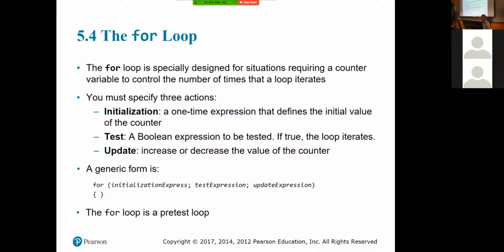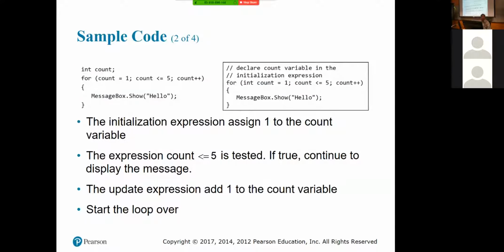Okay, here's a for loop. The for loop is a little different than the while loop. It looks like this. You have an initialization expression, you have a test expression, you have an update expression. It's a pretest loop again. It does the test expression first. It's possible that the stuff in here is never executed.